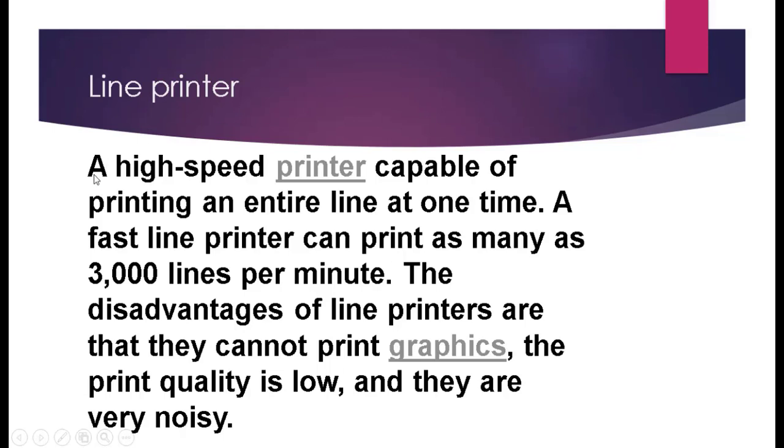Line printer. A line printer is a high-speed printer capable of printing the entire line at one time. A fast line printer can print as many as 3000 lines per minute. The disadvantages of line printers are that they cannot print graphics. The print quality is low and they are very noisy. So these types of printers are used mainly to print text and they are not used to print graphics or images.